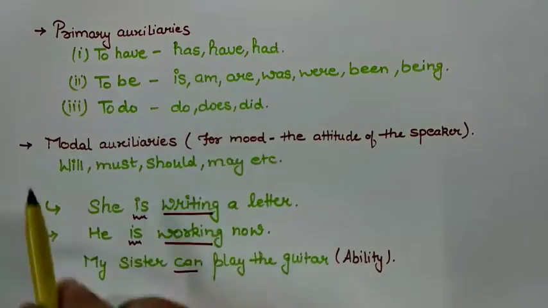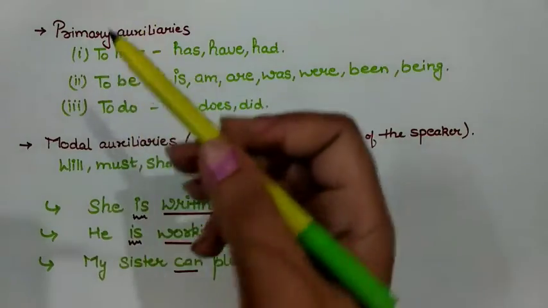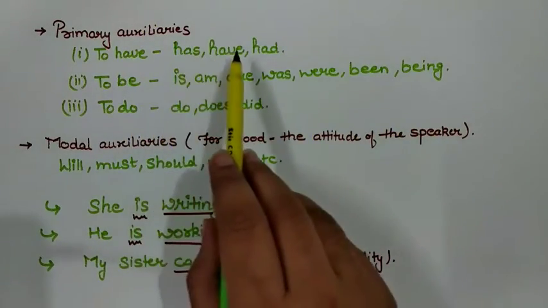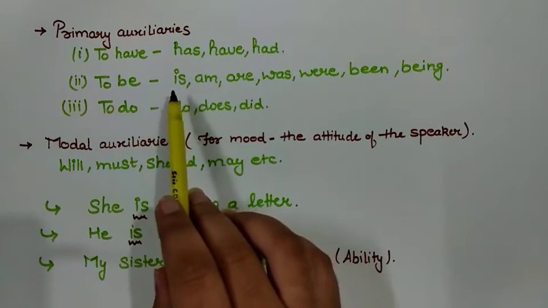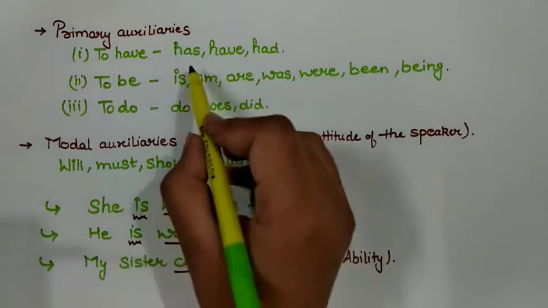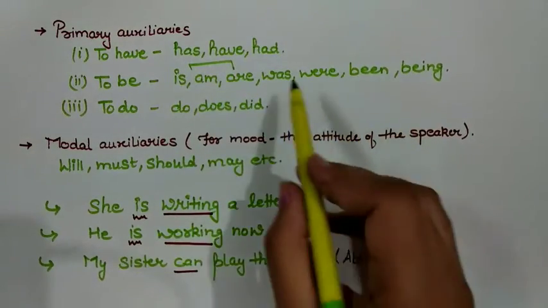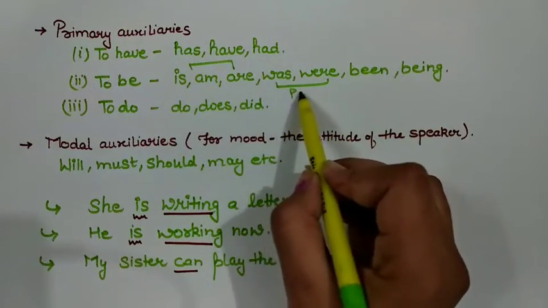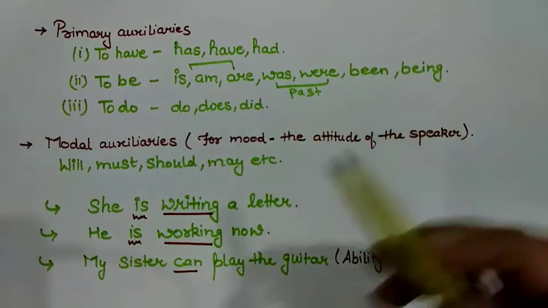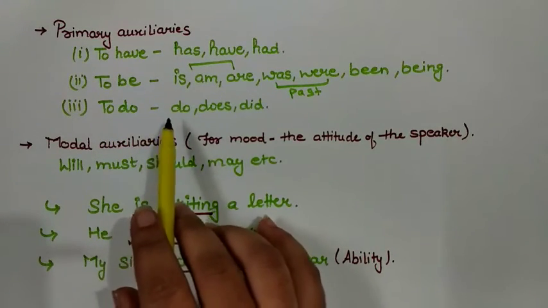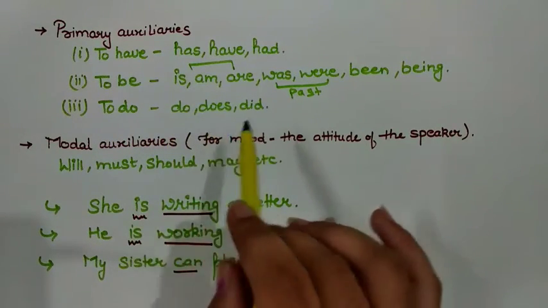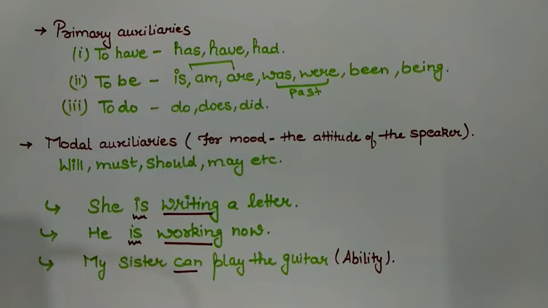Primary auxiliary verbs can be to have, and it has three forms: has, have, and had. To be, and the forms are is, am, are in the present tense, was and were in the past tense, been and being in the continuous form. And to do, whose forms are do, does, and did. Primary auxiliary verbs play a very important role as they support the action words.